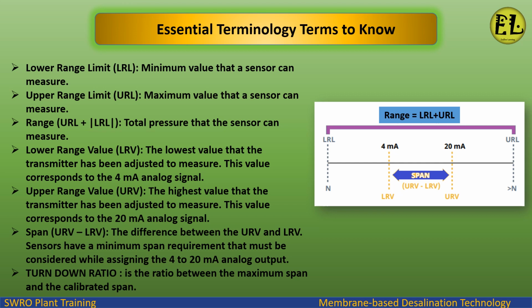Upper range value, URV: the highest value that the transmitter has been adjusted to measure. This value corresponds to the 20 mA analog signal. Span, URV minus LRV: the difference between the URV and LRV. Sensors have a minimum span requirement that must be considered while assigning the 4 to 20 mA analog output. Turn-down ratio is the ratio between the maximum span and the calibrated span.